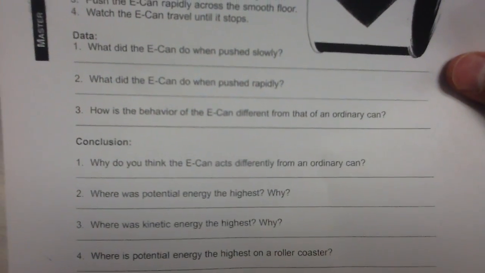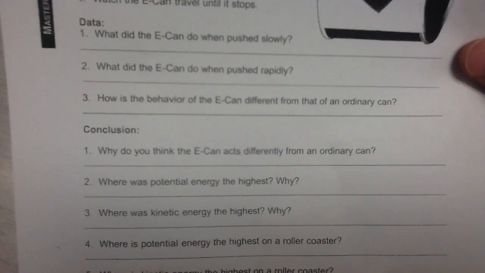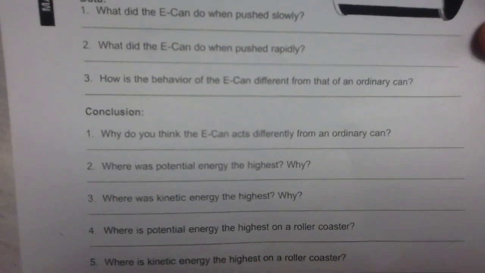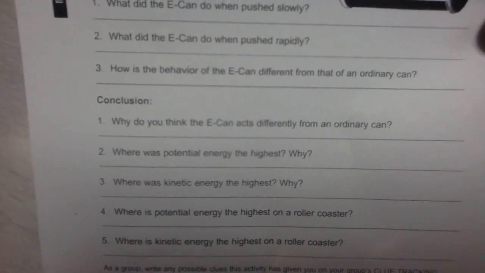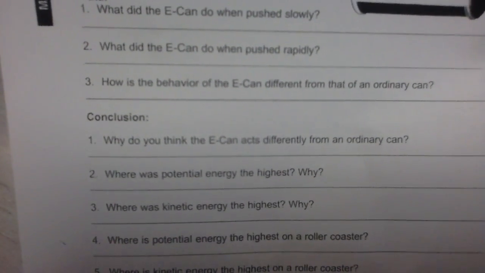What this means is, if you just had an ordinary can and you pushed it, what would happen to the ordinary can? And then when you saw what happened with the E-can, how is that different? That's what you need to explain for number 3. The conclusion, let's look at number 1 in the conclusion. Why do you think the E-can acts differently from an ordinary can?